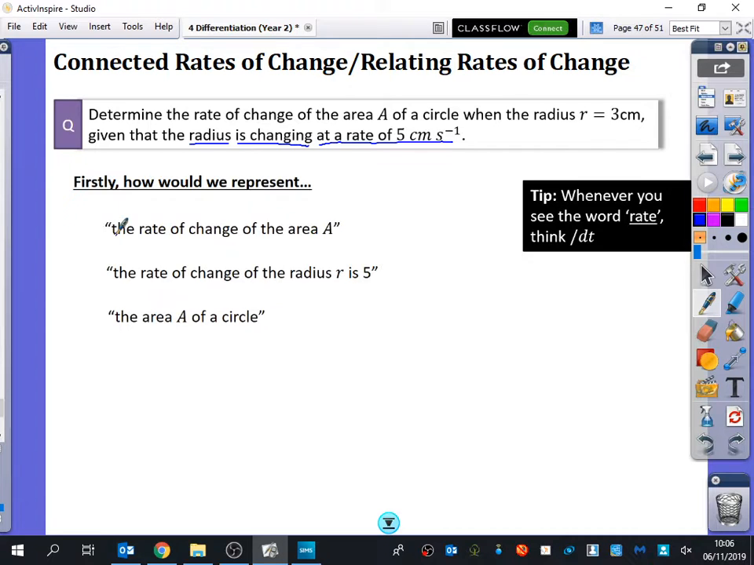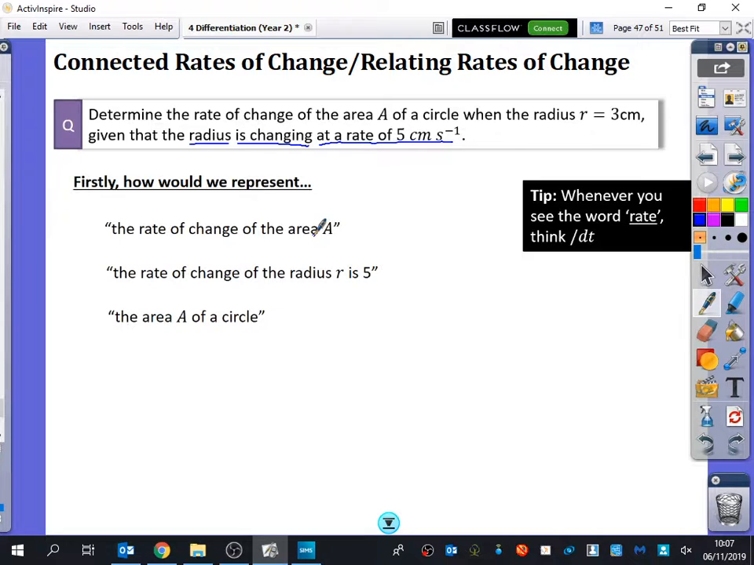So the first thing says the rate of change of the area. And there's a tip over here. Whenever you see the word rate, think of with respect to time. Because if you talk about the rate of something, it's how quickly something is happening, or how much it's happening in a given amount of time. So what do we think the rate of change of the area would be?